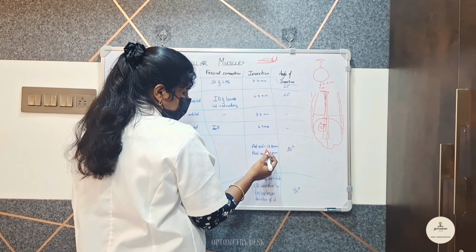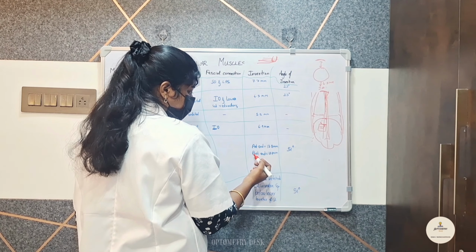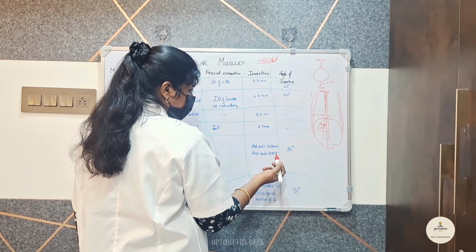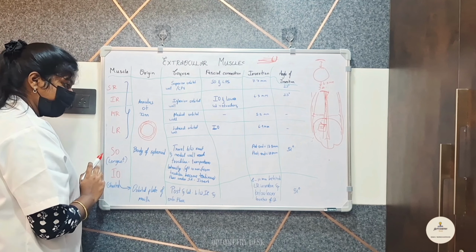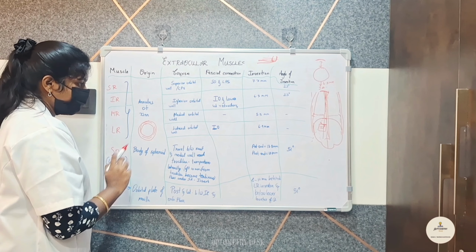Its anterior end of attachment is 13.8 mm from the limbus and the posterior end is 18.8 mm from the limbus. Remember that it is the longest muscle of our extraocular muscles.